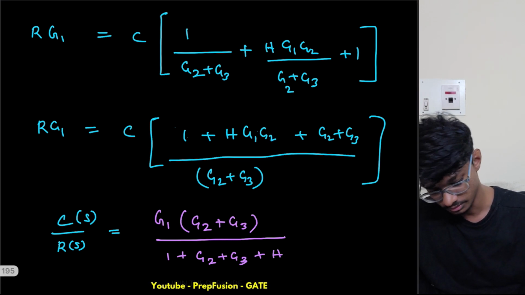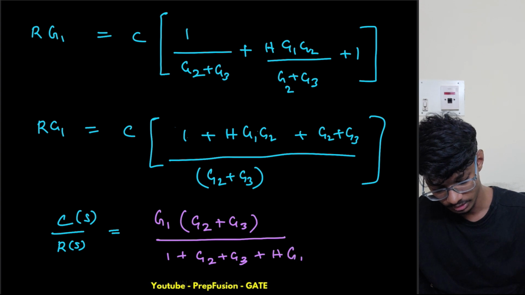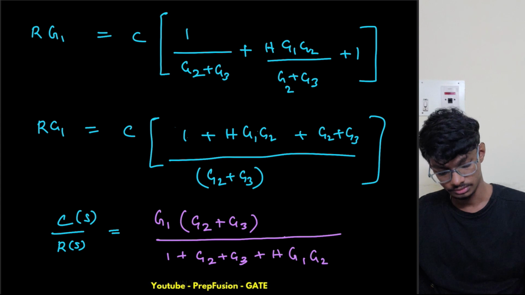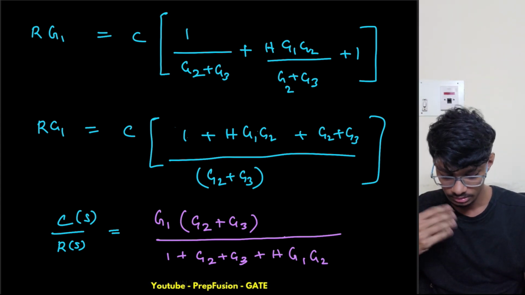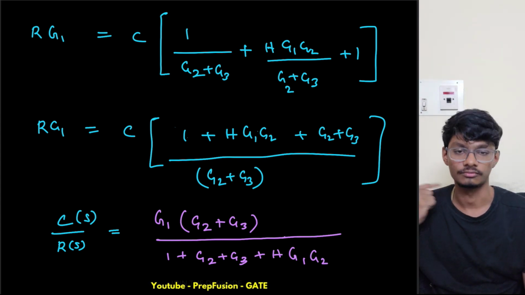Sorry for the calculation. If you do it by yourself, you will understand. I have to think and write also, that is difficult. So this is the transfer function that we get from this method, right?